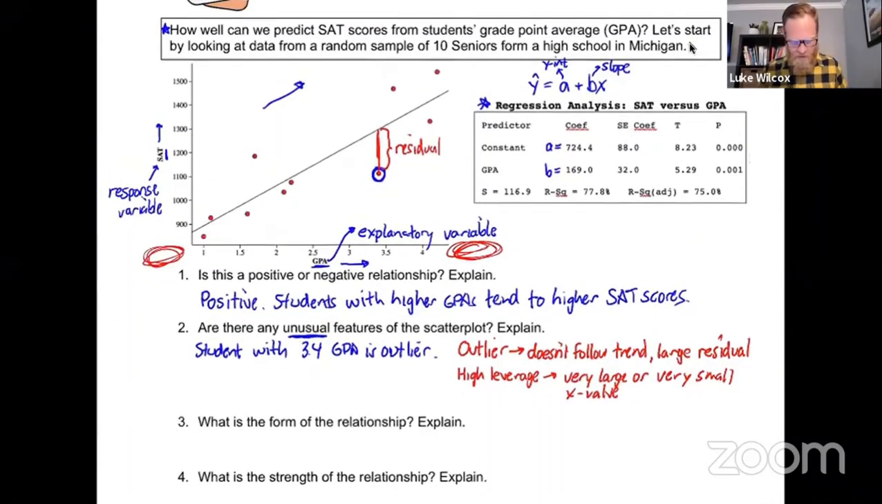And we don't tend to have that here in the picture. Most of the dots are fairly clumped together. We don't have one that's way far off on the right or way far on the left. So I wouldn't indicate here that we have any high leverage points.